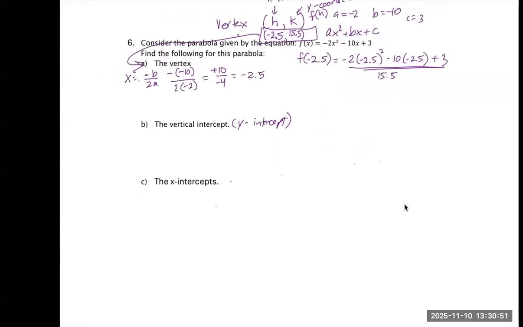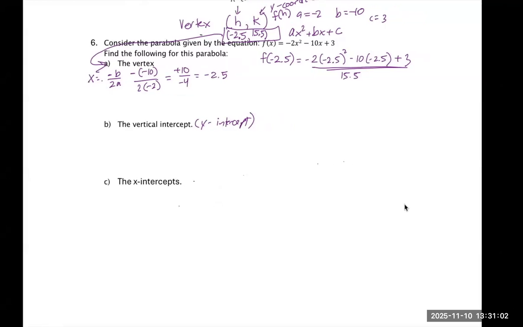Actually, they also call it an f-intercept because the function is f, but it's formerly known as the y-intercept. But all I have to do is plug in 0 for x.